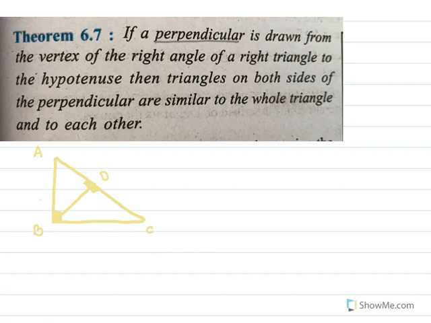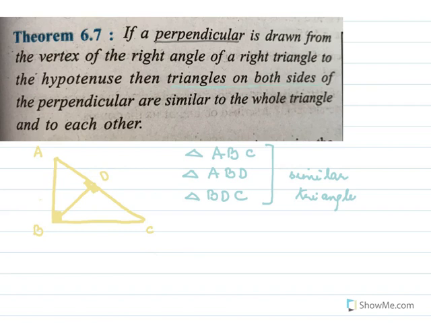Now if you look at the picture, there are three triangles formed. One is the big triangle, ABC, the original triangle. Now after drawing the perpendicular, I got two more triangles formed. That is triangle ABD and triangle BDC. Now all these three triangles, they said, are similar to one another. That is what this theorem says.